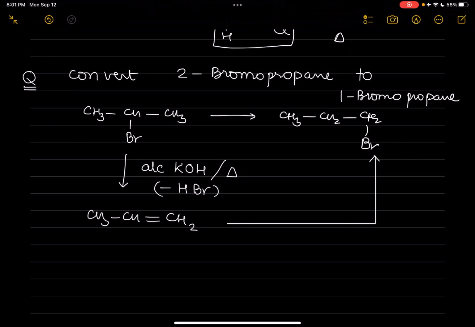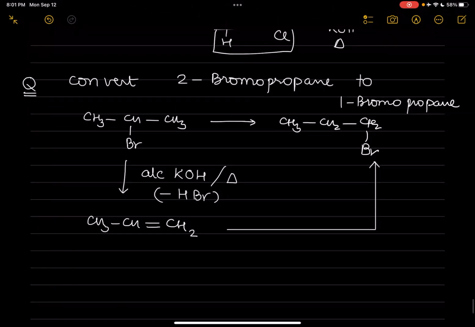And now you need to bring that HBr back. So how can you bring in that HBr again? You need to react it with HBr. But if you simply react it with HBr, the H plus is going to come to the outer carbon and the Br is going to come on the inner carbon, and you will get the first product from which you started. You are not going to get the product asked in the question. Is it clear?